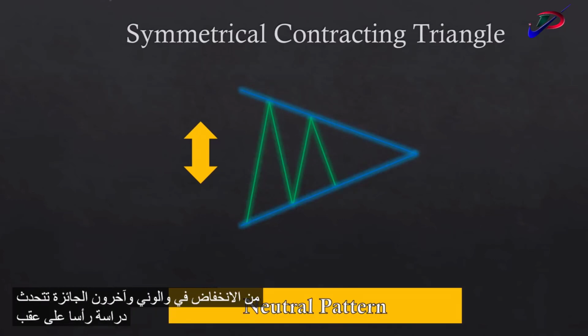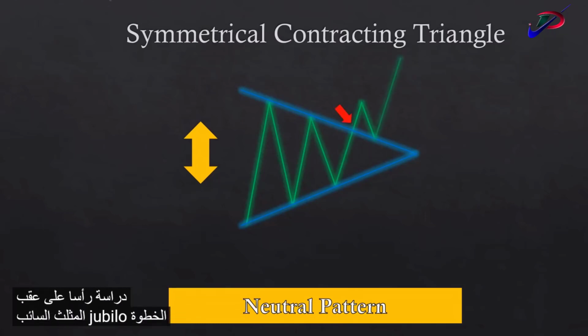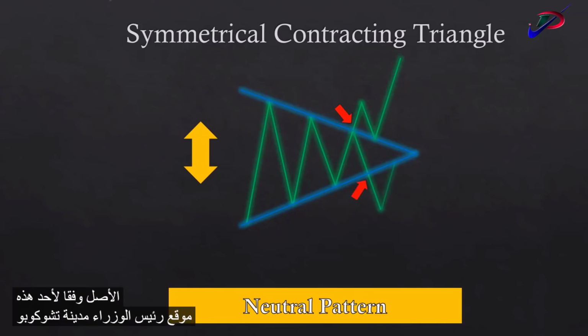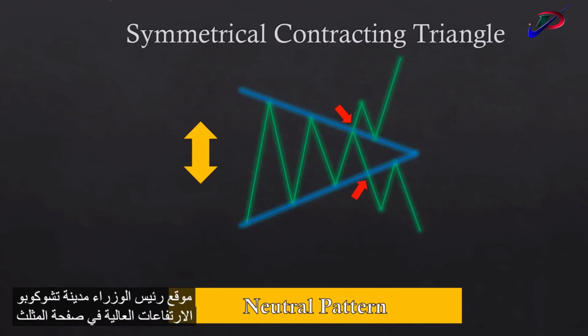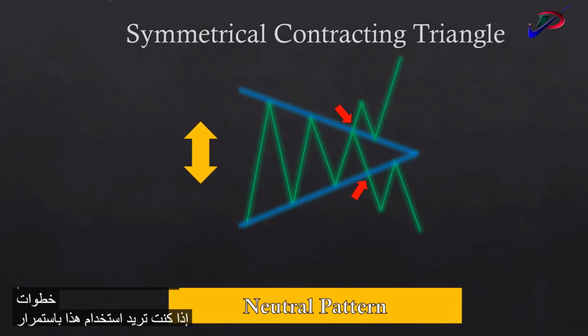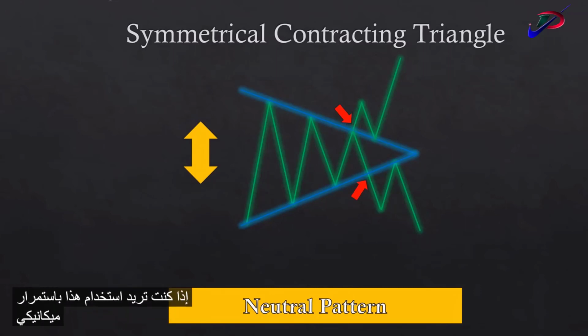If price breaks to the upside, the stop should be below the lowest low in the triangle or in a confirmed demand zone. And if price breaks to the downside, the stop should be above the highest high in the triangle or in a confirmed supply zone. The target should always be at least 3 times as big as the stop if you want to use this consistently in the long term.